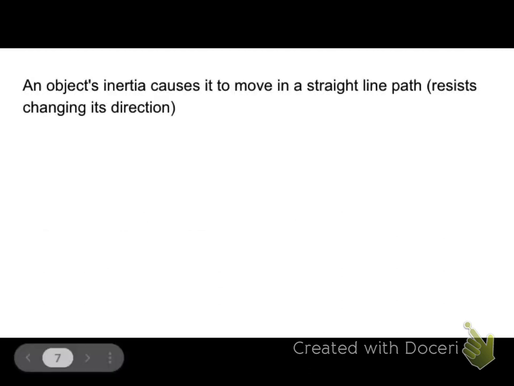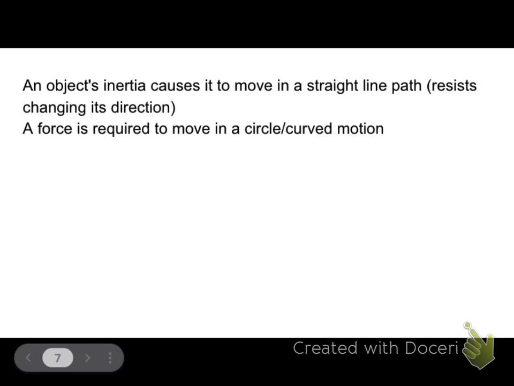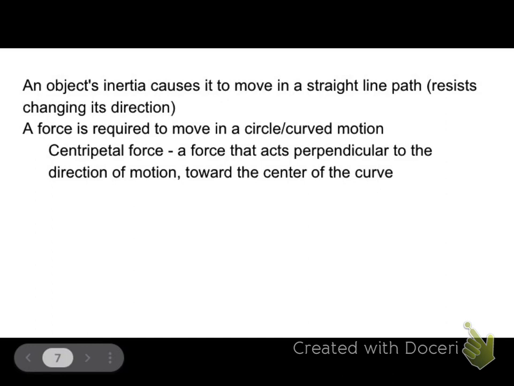When we have circular motion, you have an object traveling in a straight path, because remember, an object's inertia resists changes to its motion, and changing direction is a change to its motion. Okay, it moves in a straight line and resists changing direction. So in order for it to move in a circle, you have to have a force. And the name of that force is centripetal force. Centripetal force is a force that acts perpendicular to the direction of motion towards the center of the curve.